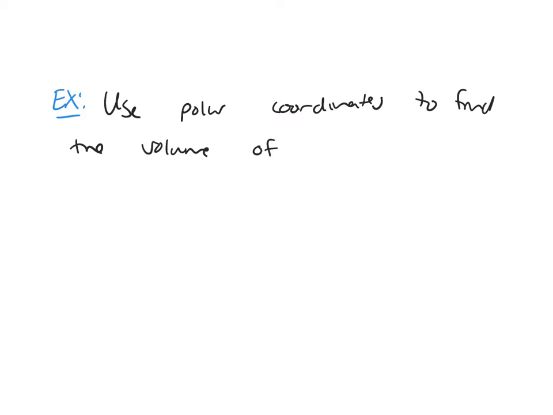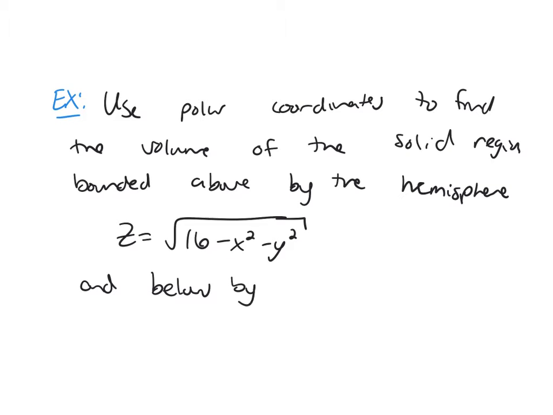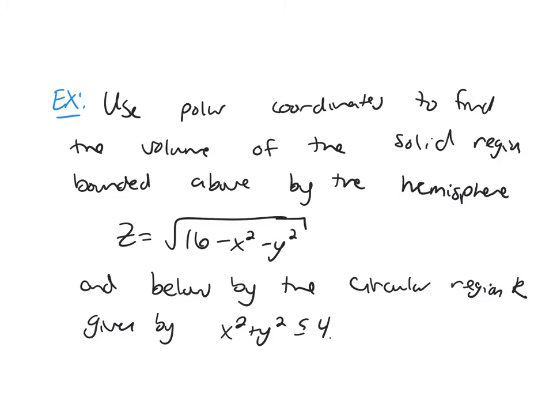Let's look at another example involving polar coordinates. So let's say I want you to use polar coordinates to find the volume of the solid region bounded above by the hemisphere z equals the square root of 16 minus x squared minus y squared, and below by the circular region R given by x squared plus y squared is less than or equal to 4.